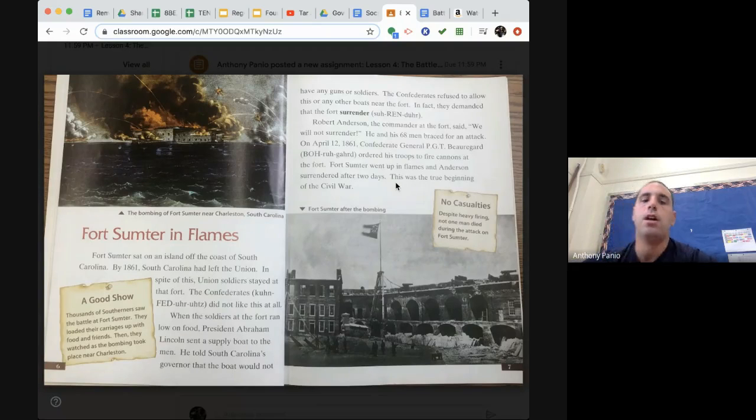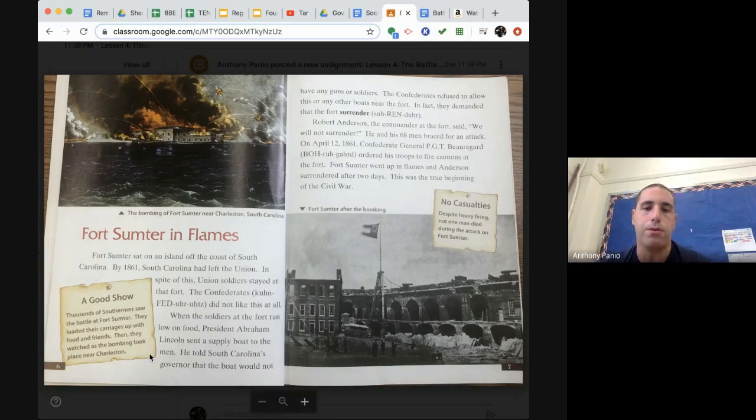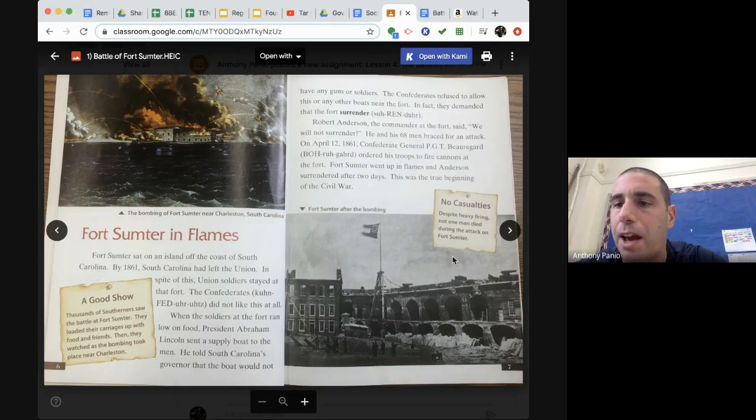Okay. So it's good to read the stuff on the left and the right too, the stuff in the yellow here. Thousands of Southerners saw the Battle of Fort Sumter. They loaded their carriages up with food and friends. Then they watched as the bombing took place near Charleston. There were also no casualties. Despite heavy firing, not one man died during the attack on Fort Sumter.